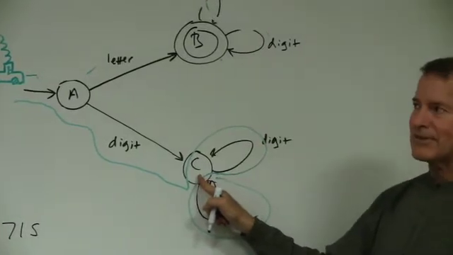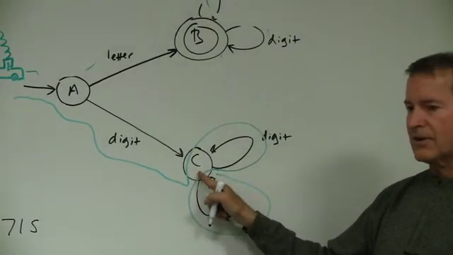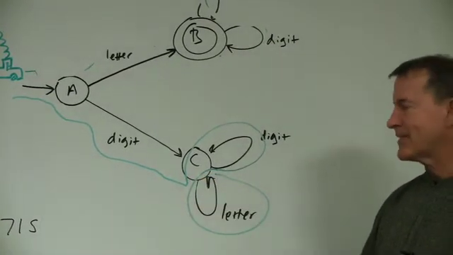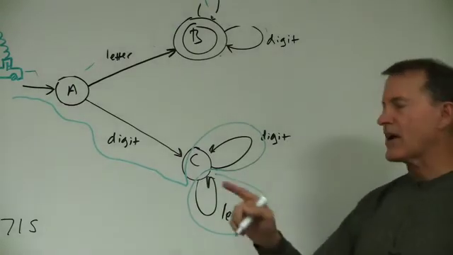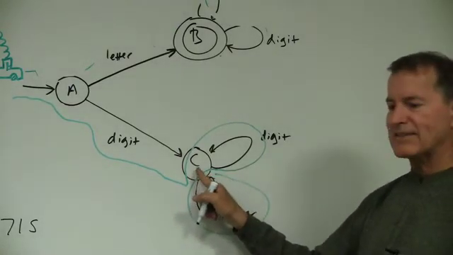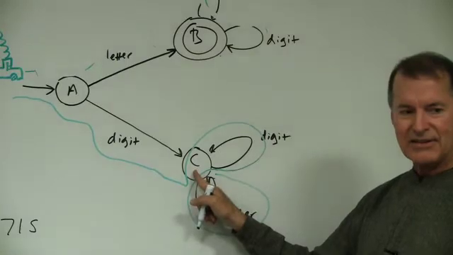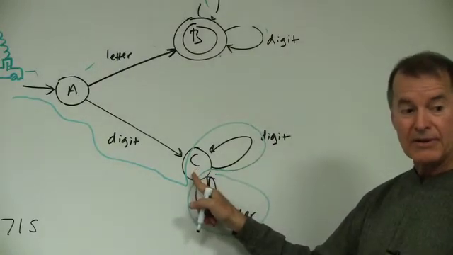Not the terminal. What's it called? A non-accept state. It's not a final state. If you wind up and it's not a final state, then what happened? It's not valid.